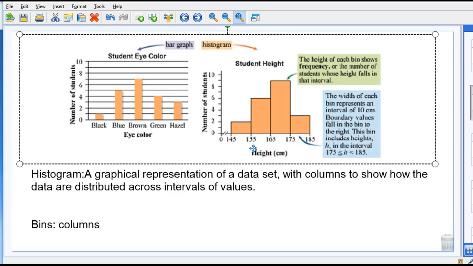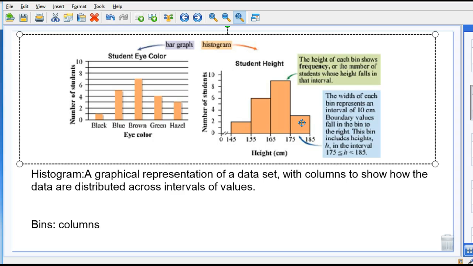We have 6 students whose heights fall between 155 and 165, so that means it could be anywhere in this interval. The width of each bin represents an interval of 10 centimeters. Boundary values fall in the bin to the right. This bin includes heights h in the interval 175 ≤ h < 185. So if it's equal to 175, it goes in this one. If it's equal to 185, it would go in the next one. So anyone in here could be 165 up to 174.9 repeating, and this one would be 175 and higher.